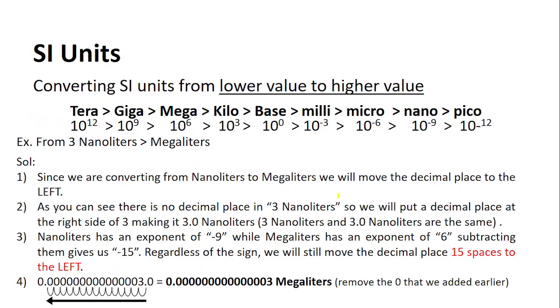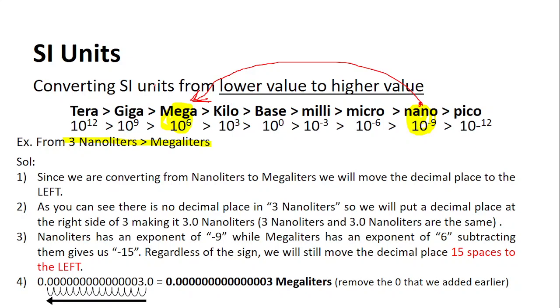Okay? So, to show you what I mean, for example, 3 nanoliters to megaliters. So, let's start with nano, nanoliters, and convert it to megaliters. Again, nano is a smaller value. It's a smaller value, and we convert it to a larger or higher value. As you can see, class, your arrow points to the left. So, we move the decimal place to the left. So, we now know that we move to the left. However, we do not yet know how many times.